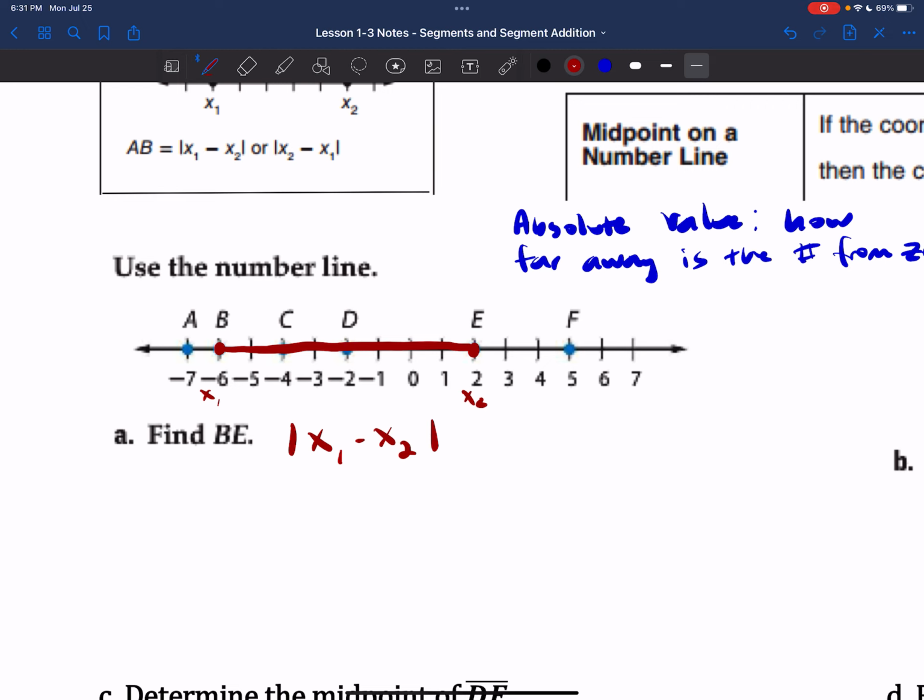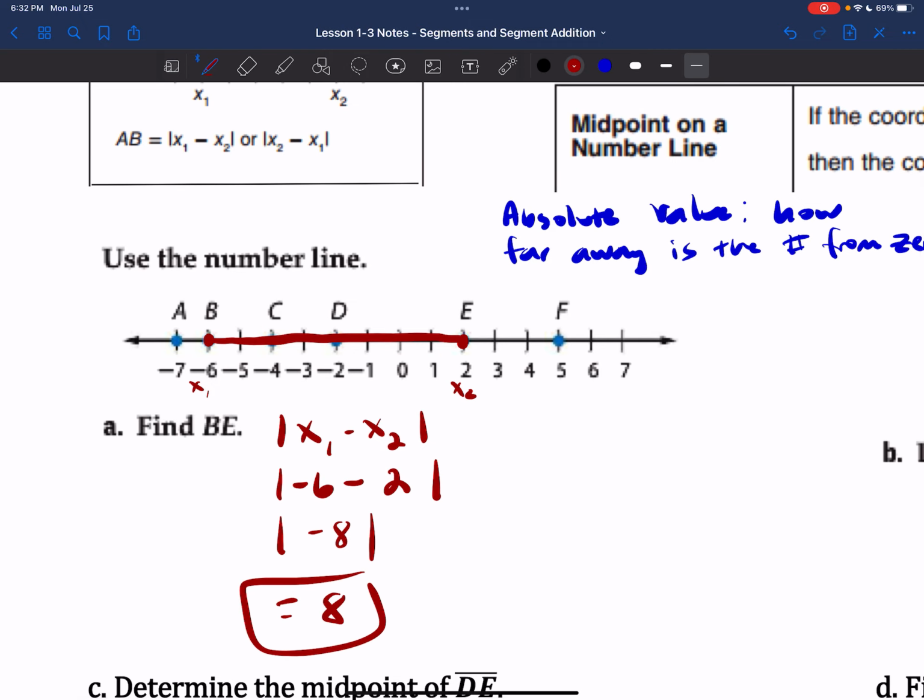I have the absolute value of -6 minus 2. And -6 minus 2 is -8. If I take the absolute value of that, it just makes things positive. How far away are you between -8 and 0? How far is -8 from 0? 8, right? So the answer is 8, and that's your answer.